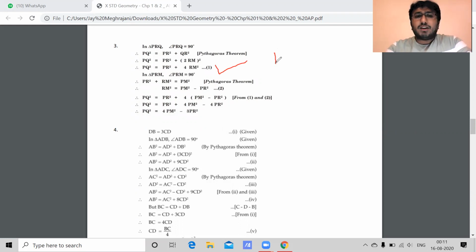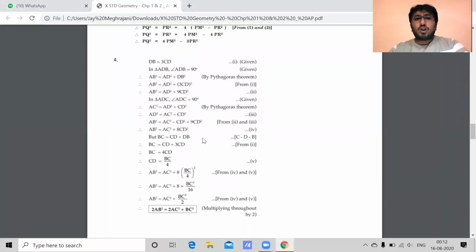Second step is in triangle PRM, you are going to apply Pythagoras theorem. We'll keep RM square on one side and rest everything on other side. If you have done correctly till here, you'll be getting another 1 mark. And now we are going to substitute the value of RM square in result number 1. That is, in place of RM square, we are going to write PM square minus PR square. Okay. And then we are going to open the bracket and simplify. If you have done this sum correctly, you get another 1 mark. So total this sum will give you 3 marks. Okay. We proceed towards the next sum.